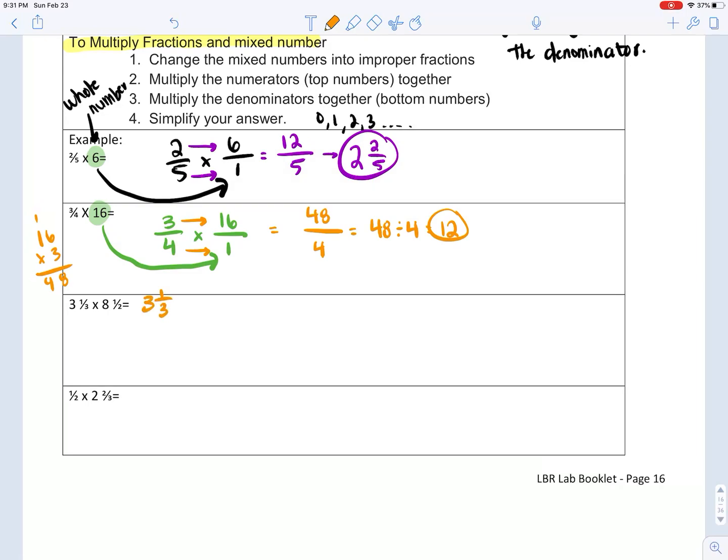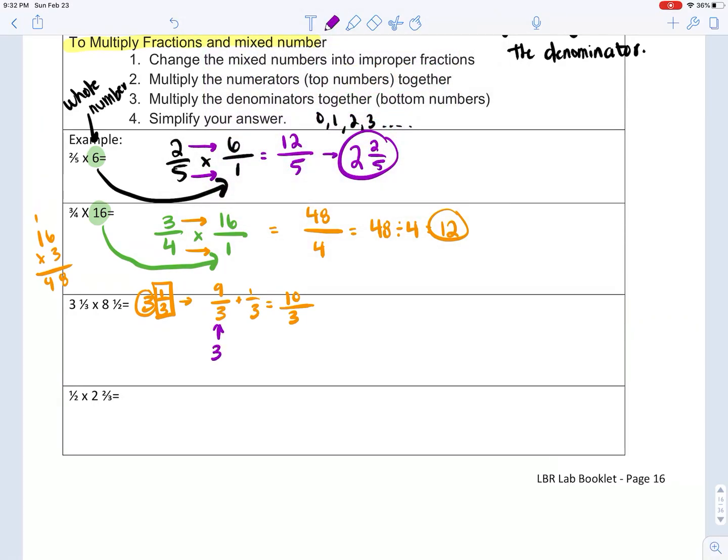So I need to take this 3 1/3 and change it. One way to think about this: how do I rewrite 3 wholes as a fraction with a denominator of 3? Some of you might say you just do 3 times 3, and you are correct. So 9/3, is that the same thing as 3? Yes, it is. But don't forget about this 1/3. This 1/3 is also there, so I need to add it to my 9/3.